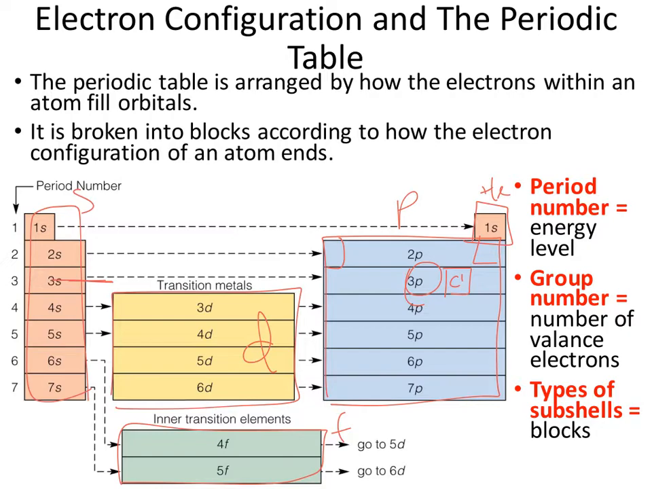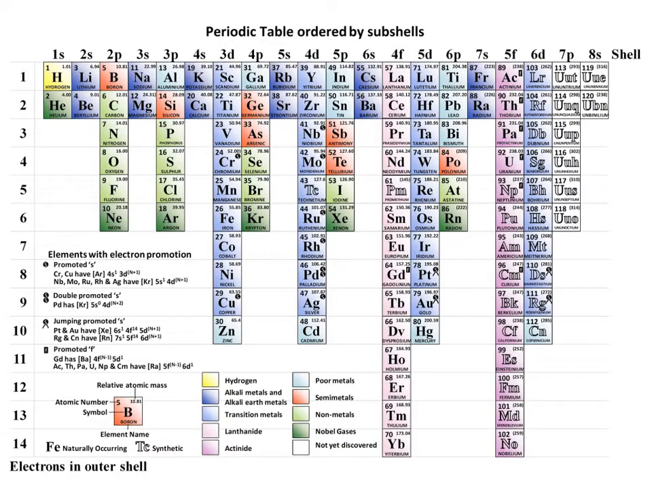Okay, so remember that the period number, going from top to bottom, shows the energy level. Our group numbers, going across, show the number of valence electrons. And then when we look at the types of subshells, we can look at which block the electron is going to be found in. So this is another way of visualizing it. It's a nice way of looking at it in a different way.